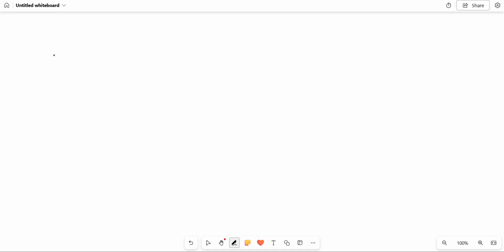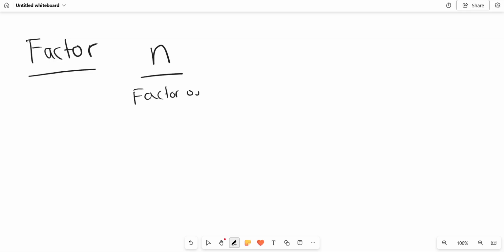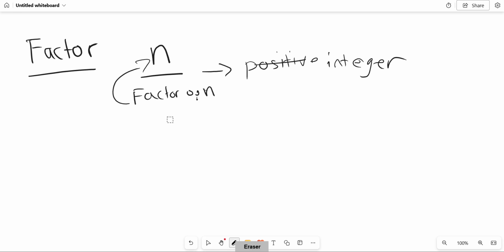I'm not going to define factor, so I'm assuming you know what a factor is, of course. A factor of a number, for example n, is a number such that n divided by a factor of n will always result in a positive integer. Assuming n is a positive integer, of course. That's what I'm going to call a factor of n.